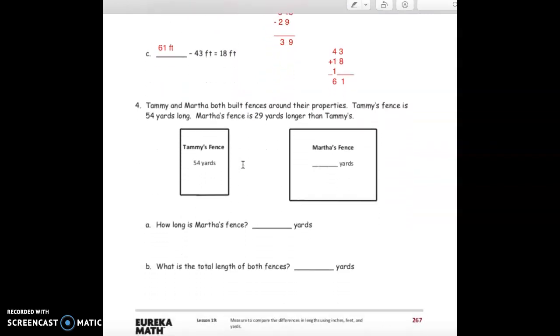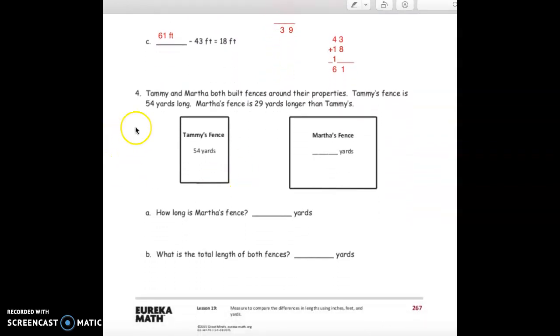Let's move down to number 4. This is a word problem, so let's read it. Tammy and Martha both built fences around their properties. Tammy's fence is 54 yards long. Martha's fence is 29 yards longer than Tammy's. So I see a picture of Tammy's fence all the way around would be 54. And I see a picture of Martha's fence, and it looks bigger. So how long is Martha's fence?